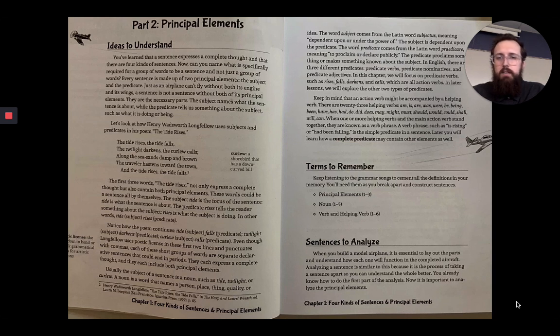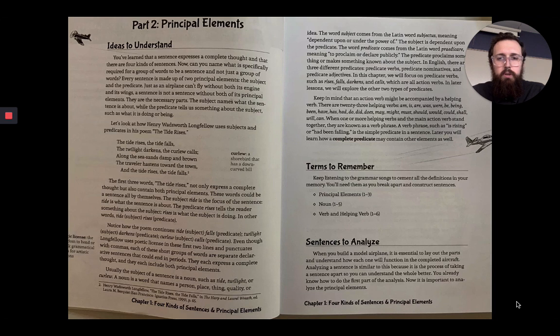The tide rises, the tide falls. The twilight darkens. The curfew calls. Along the sea sand damp and brown, the travelers hasten towards the town, and the tide rises, the tide falls.